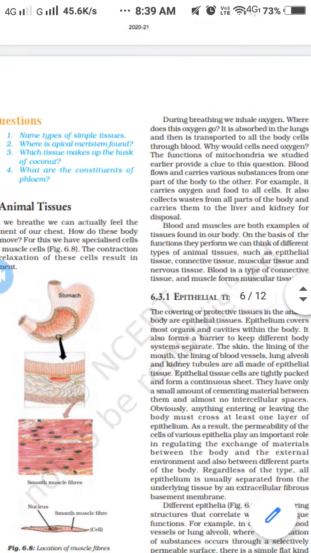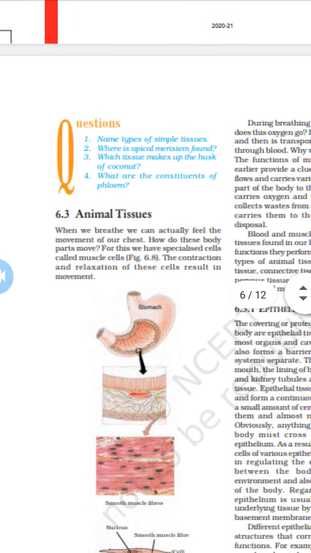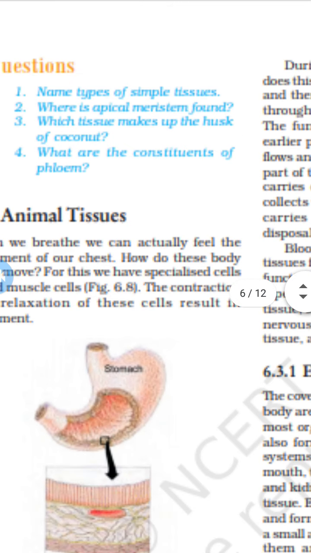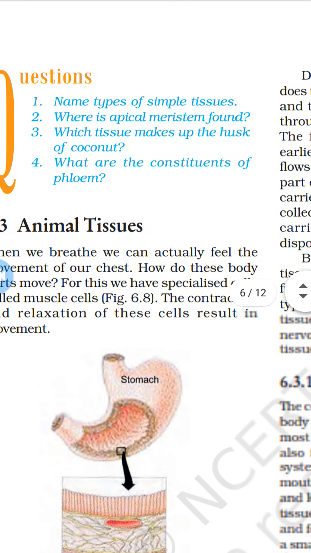In chapter number 6, there are some in-text questions we discuss on page number 74. First one: name the types of simple tissues. The simple tissues are parenchyma, collenchyma, and sclerenchyma.